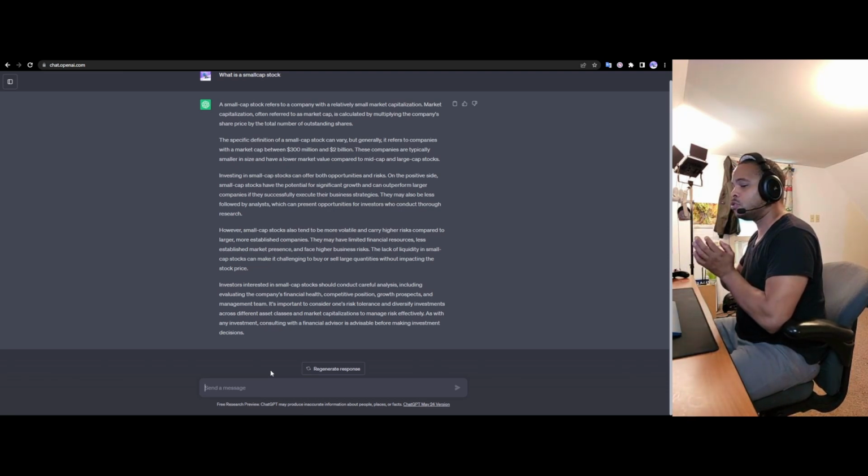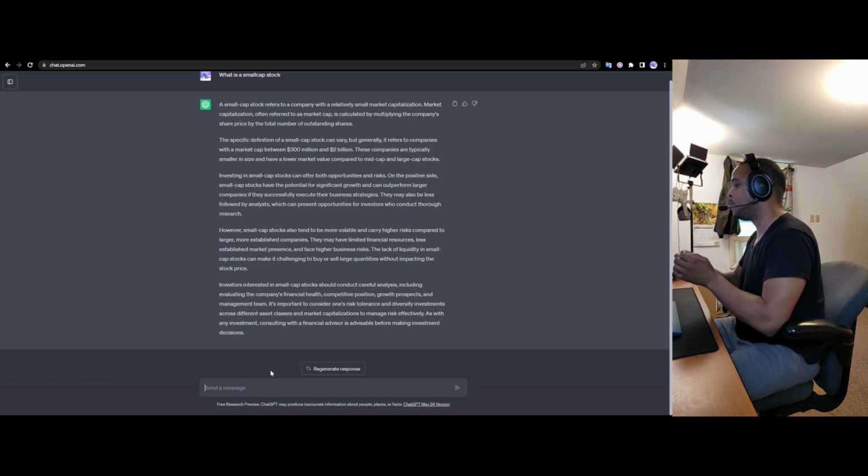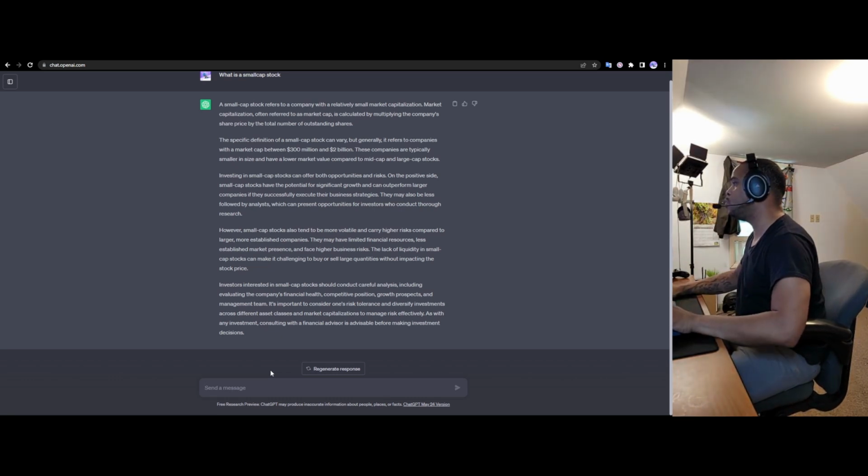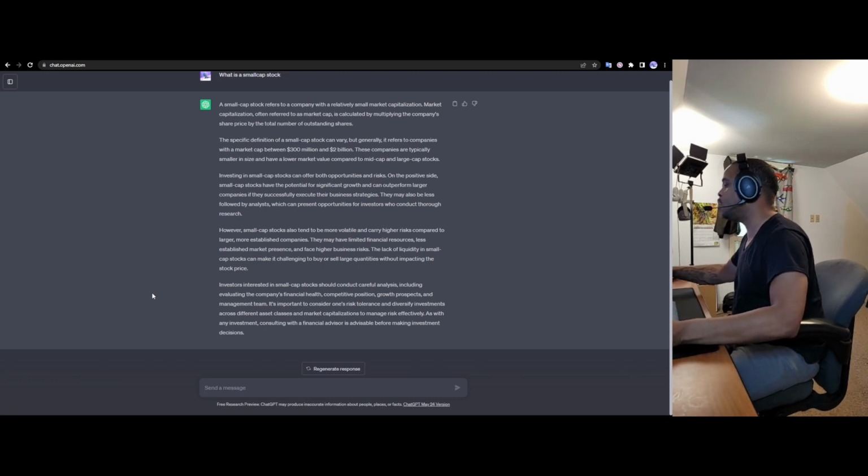Market cap is calculated by multiplying a company's total outstanding shares by its price, right? That's something you can do quickly with a calculator. If you know the price of the company and you know the shares outstanding, you can multiply them by each other, and that will give you the value of the company.